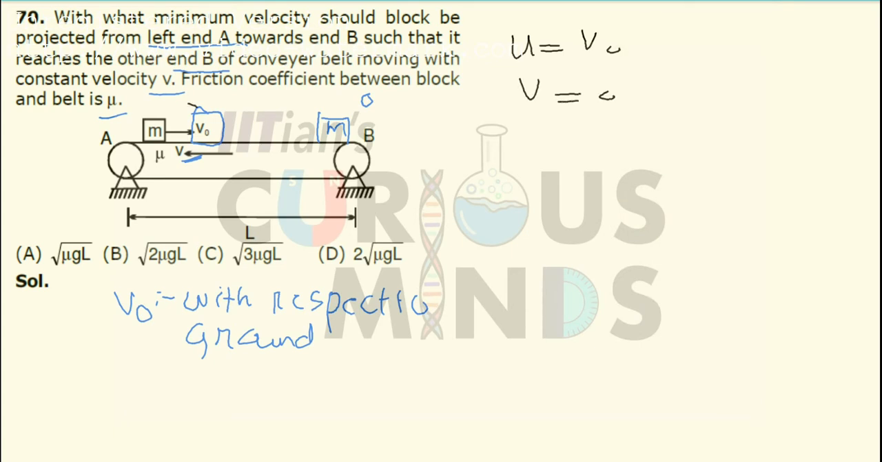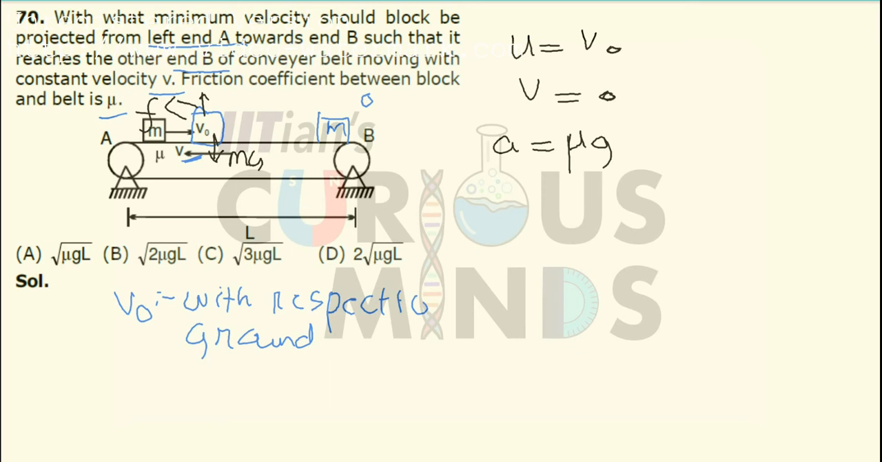Acceleration will be in the opposite direction. This is N, this is mg in the downward direction. So the friction force will be in the opposite direction. So the acceleration will be equal to mu times g, in horizontal direction with respect to the ground.